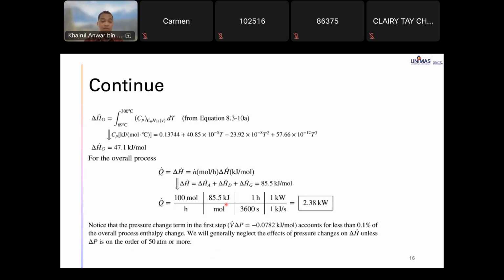Then the last path is G, 69 to 300 degrees C. Since this is in vapor form, the expression for vapor form is normally longer, involving T to the power of 2 and T cubed. So solve it. HG equals 47.1. Then add it all up, Q equals 85.5 kilojoules per mole. So Q equals 2.3 kilowatts.